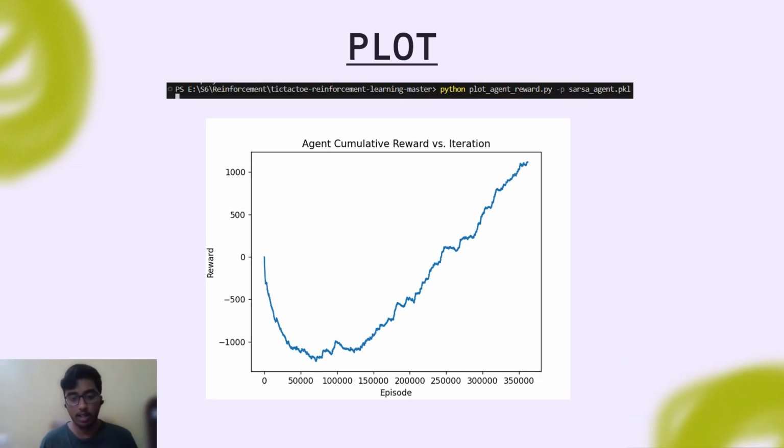This is using the SARSA algorithm. Here we need a lot more iterations. Only after maybe about 70,000 iterations is there a positive gradient. So this algorithm is pretty slow to learn the game.